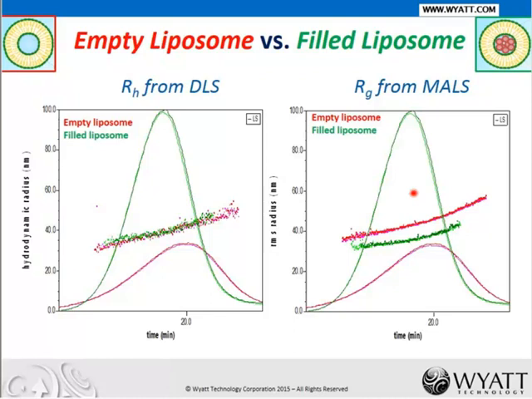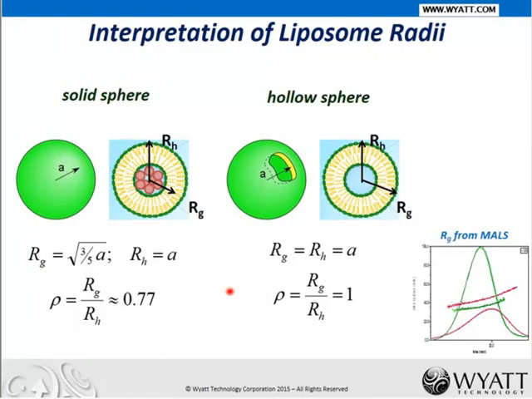Why is that? Well, that's because Rg measures the mass average radius. So the internal mass will make the Rg smaller compared to the radius of the sphere, which should be very similar to the hydrodynamic radius. So if we calculate the Rg to Rh ratio, we will find for a solid sphere, the ratio is around 0.77.